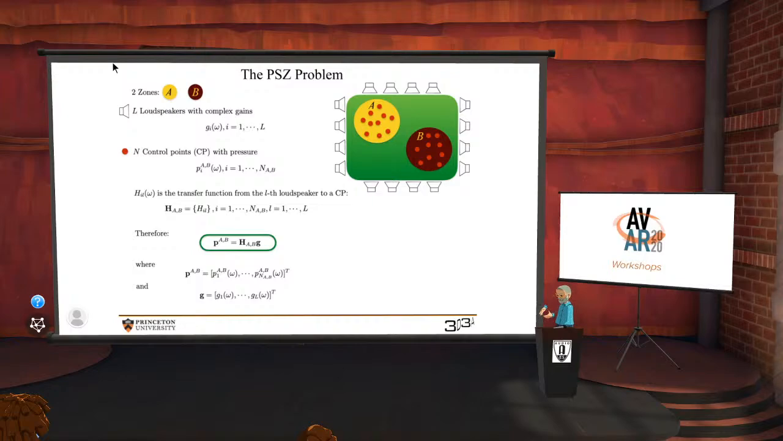Okay, so we can write P as vectors. This is a column vector made out of P1 all the way to the pressure of the last control point. So there are N sub A,B elements in this vector. And G, again, is the complex gains. It goes from G1 to G sub L. So this is pretty much the vocabulary I need you to remember to follow the rest of the talk. These are the important parameters that describe the problem.